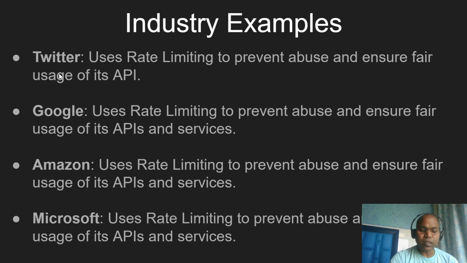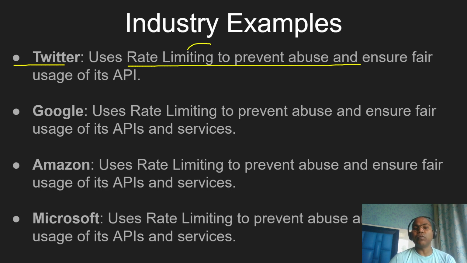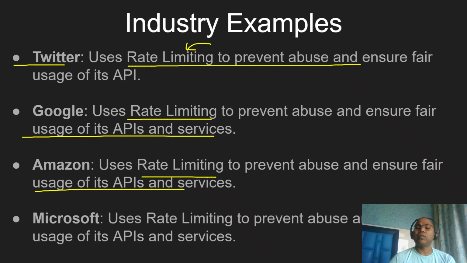Lots of industry applications are currently using it. Whatever big applications you talk about, Twitter uses rate limits to prevent unnecessary use and ensure fair usage of its API. Twitter has exposed lots of APIs, and they ensure that the API is not exhausted. So for fair usage of any resource, we need to apply rate limiting. Google also uses rate limiting to ensure fair use of its APIs and services. Amazon also uses rate limiting to ensure that its APIs and services are fairly accessed.